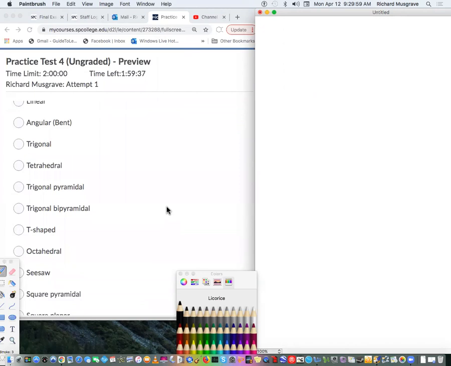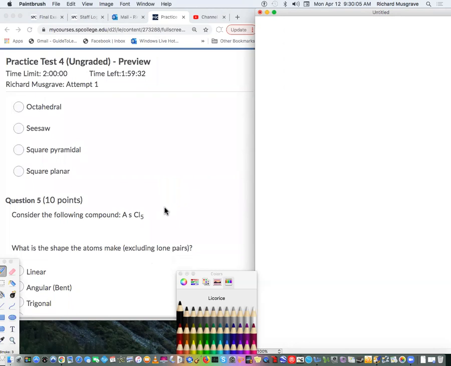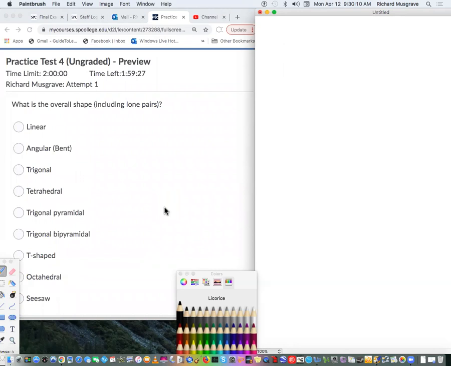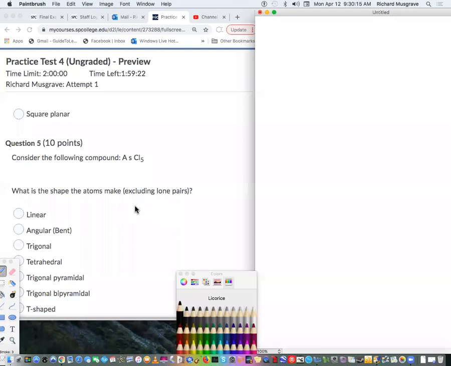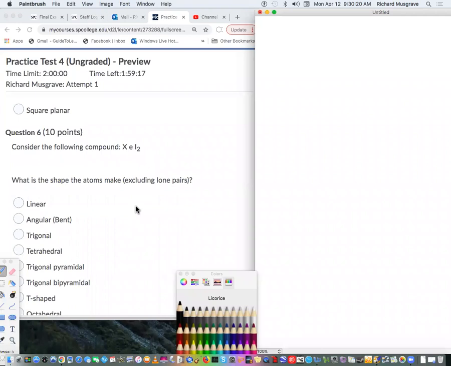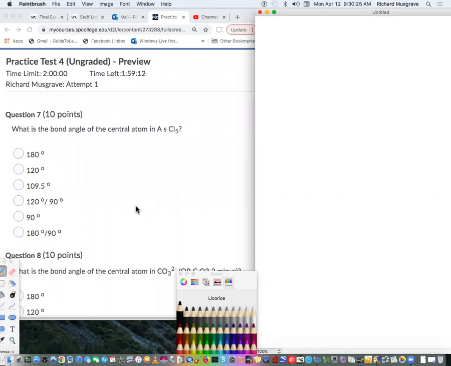Good morning. So I'm continuing on with the test here, and I had gotten to overall shape and also to the shape of the atom. So we've done up to that point. So let's look at bond angles. And we're asked here about the bond angle in AsCl5.